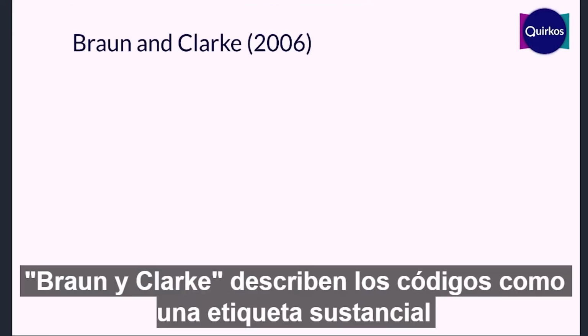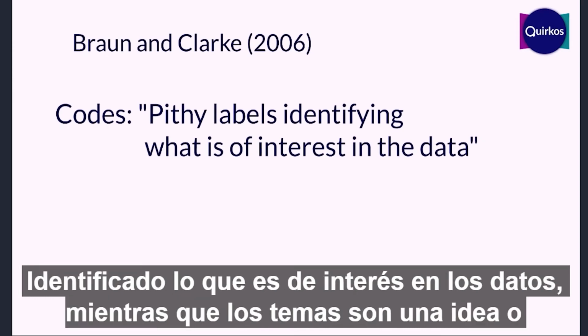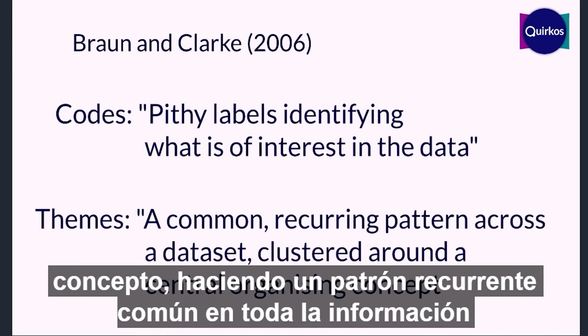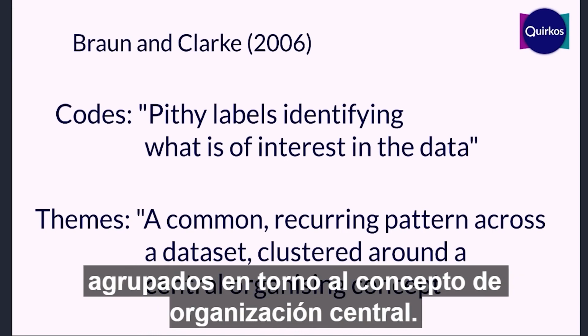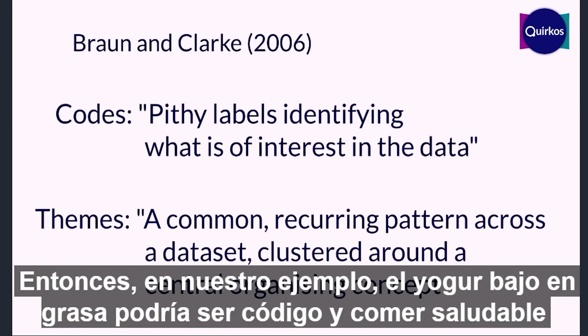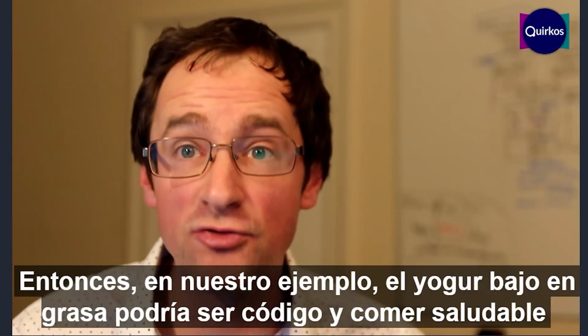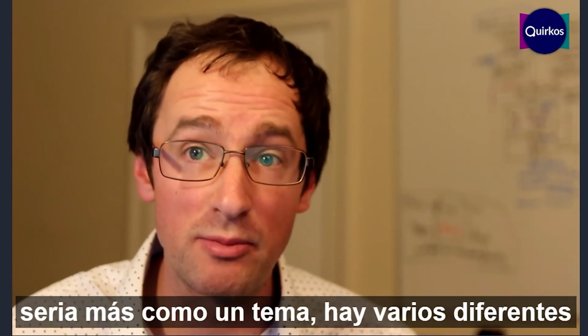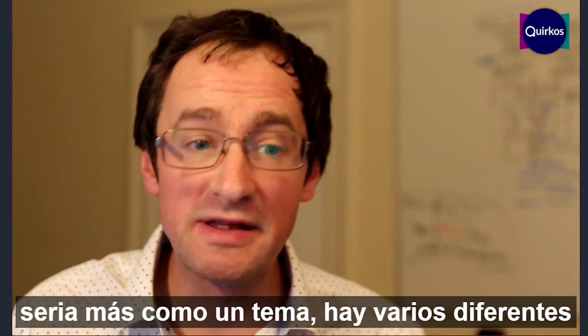Braun and Clarke describe codes as being a pithy label identifying what's of interest in the data, while themes are an idea or concept making a common recurring pattern across a data set, clustered around a central organizing concept. So in our example here, low-fat yogurt might be a code and healthy eating would be something that would be more like a theme.